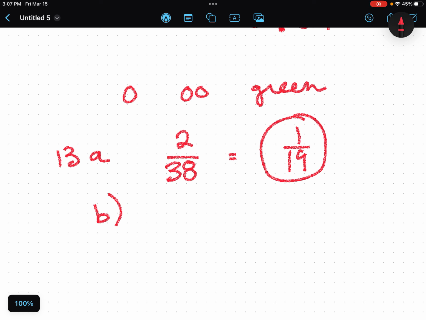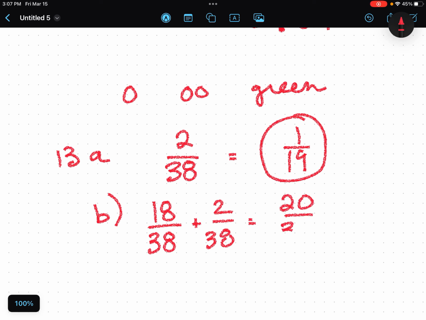So if there's 36 different numbers, and half of them, so 18 of the 36, would be, not 36 numbers total, 38 numbers total. 18 of them would be red, and then 2 of them are green. That's the other one, green. So if you combine those together, you get 20 out of 38, which reduces down to 10 over 19.